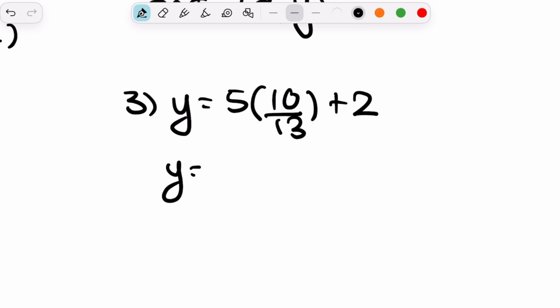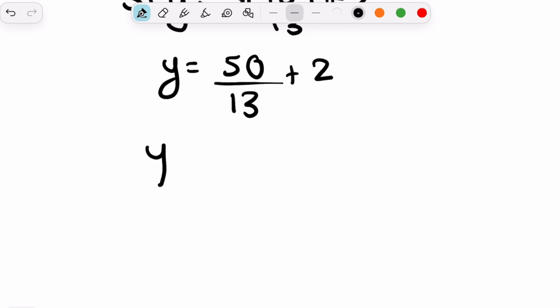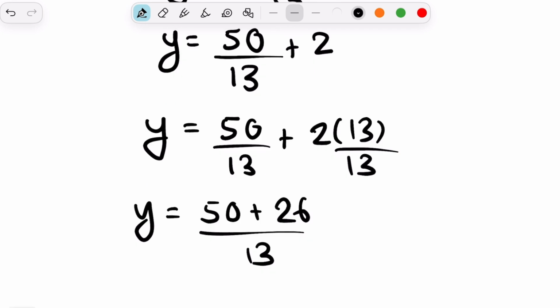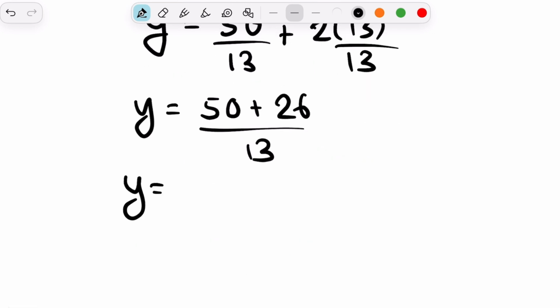And now we can simplify and solve. So we get 50 over 13 plus 2. So now you have to be good at adding fractions, right? If you don't have a calculator. So 50 over 13 plus 2. I want to make this 13 over 13. So what do we get? 50 plus 26 over 13. So our y is equal to 76 over 13.